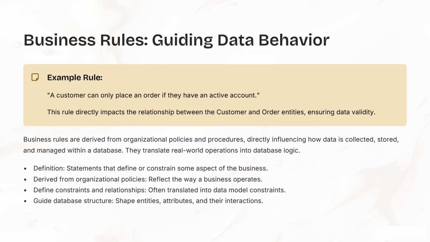An example business rule: a customer can only place an order if they have an active account. This rule directly impacts the relationship between the customer and order entities, ensuring data validity.